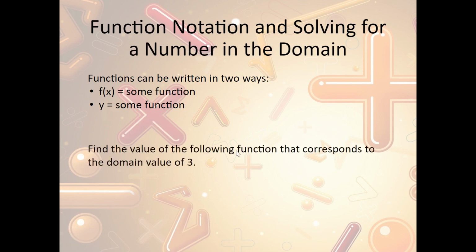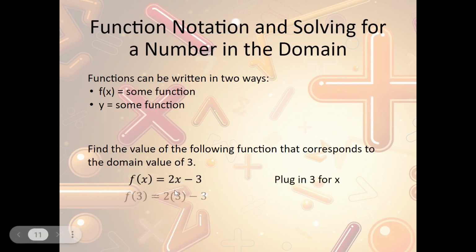From that then, I can find a function value that corresponds to the domain value of some number, which in this case I'm going to plug in 3. So let's say I gave you that f of x, or it could be y equals, right? F of x equals 2x minus 3. And I want to know what happens when the domain value is 3. Remember, the domain is x, so I'm going to plug 3 in for x. So this becomes 2 times 3 minus 3. Now I solve, so I'm going to multiply 2 times 3, and I get 6. 6 minus 3 is 3. So when x is 3, y is also 3.